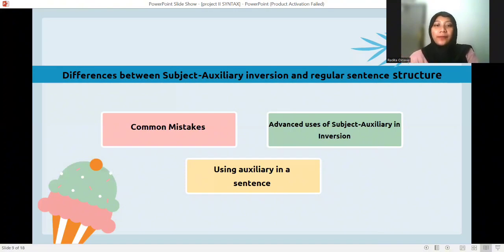For example, for present tense, I am going to the store. For the past tense, she was walking home. And for future tense, they will be arriving soon.